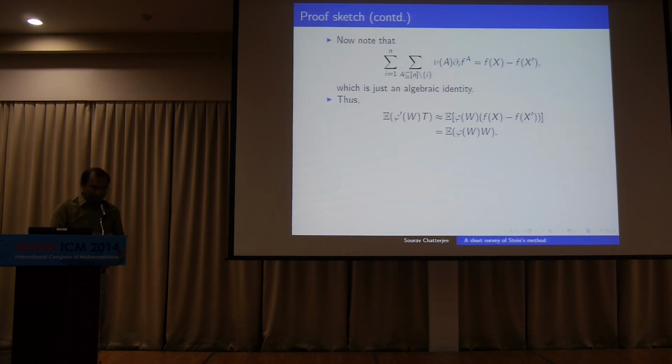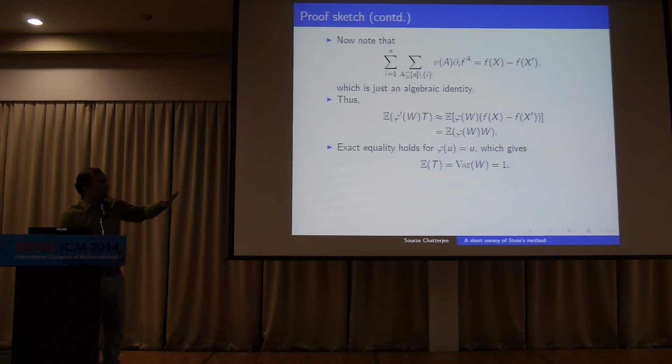Now, one thing to note is that if phi is the identity function, you just get that the expectation of T is the variance of W, which is 1. So you get a measure of the expectation of T. It's equal to 1. So actually you can see that exact equality will hold.